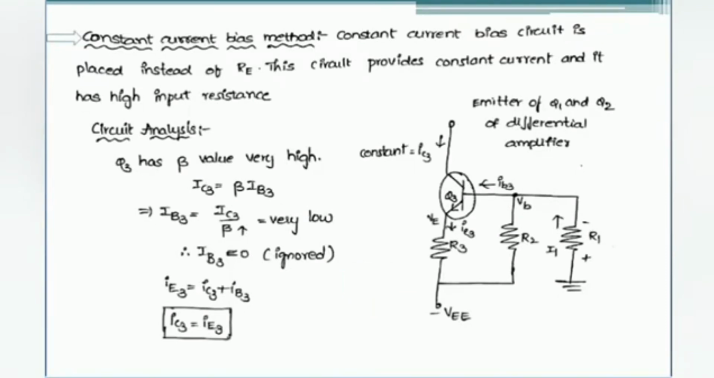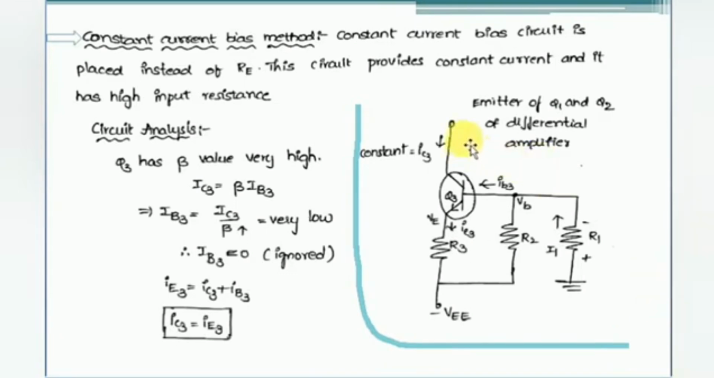Here, in place of resistance Re, we are using a constant current bias circuit, which will always provide a constant current, and it also has the advantage of high input resistance. Since the resistance value will be high, meaning Re is high, the common mode gain Ac will decrease, which will improve the common mode rejection ratio of the op amp.